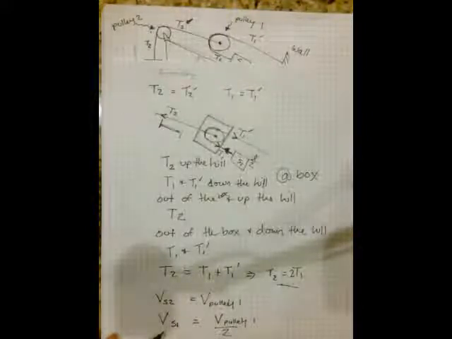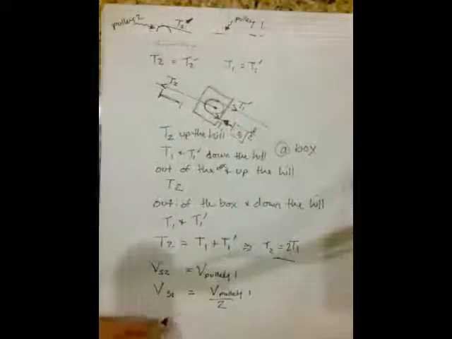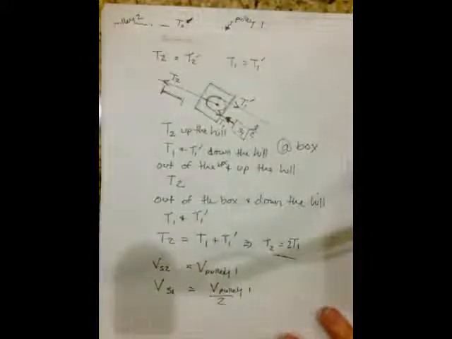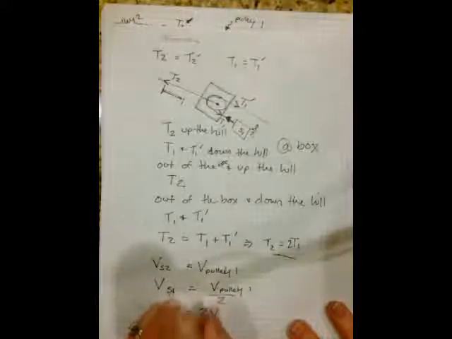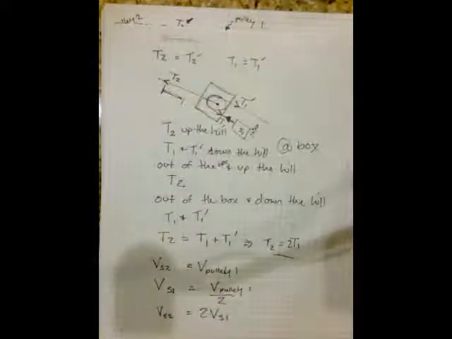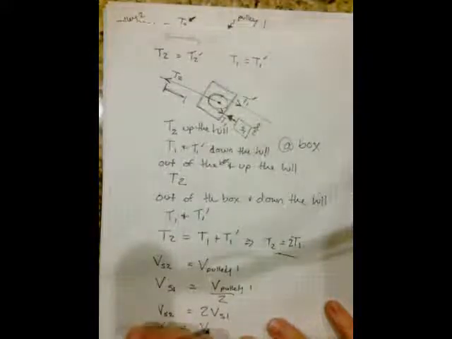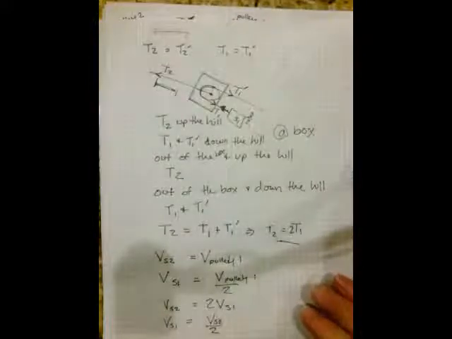I'm not totally convinced, and I may have to come back to this, but let's just follow this. So if we set these two equal to each other, V pulley 1 equals V pulley 1, we're going to say that the velocity of block 2 is equal to twice the velocity of block 1. Let me think about that for a second. Block 1, yeah, that's totally it, right? Block 1 moves at half the velocity of block 2. Yeah, this is consistent.